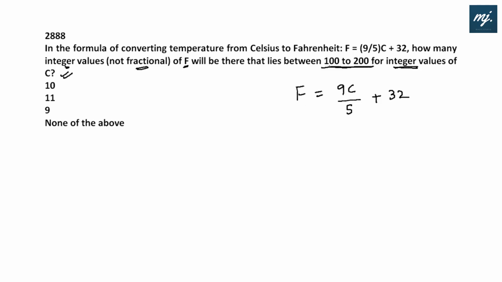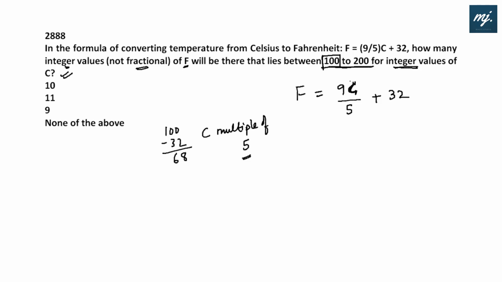Fair enough? Good. So here we can see that it is plus 32. This is 9C by 5. This C should be a multiple of 5, or else F would not be an integer. As simple as that. So what should be the first value of C so that the value of F is just greater than 100? We can use 100 minus 32, which is 68.